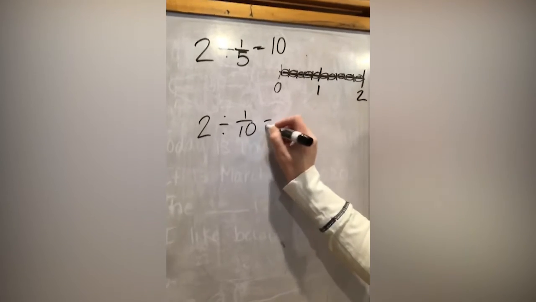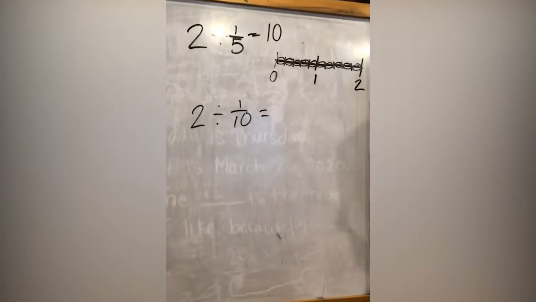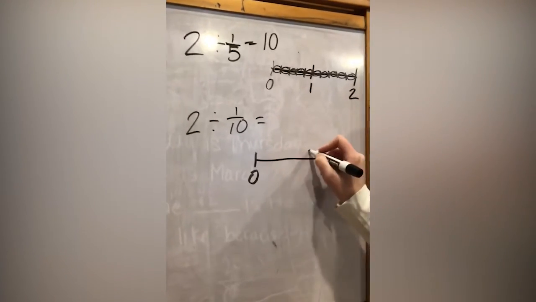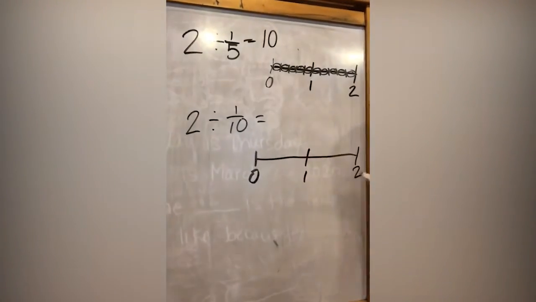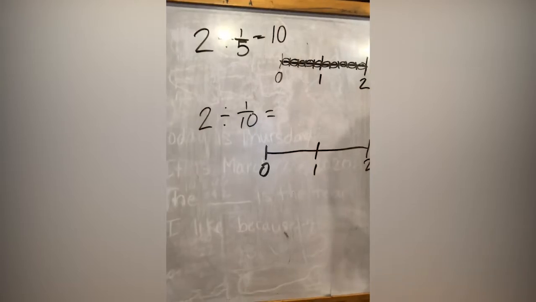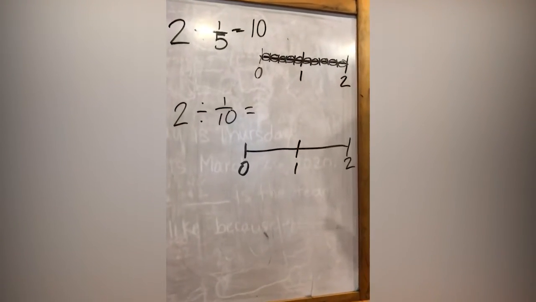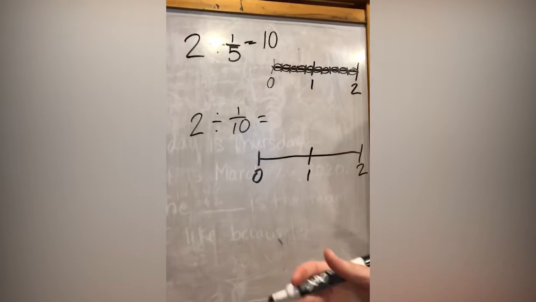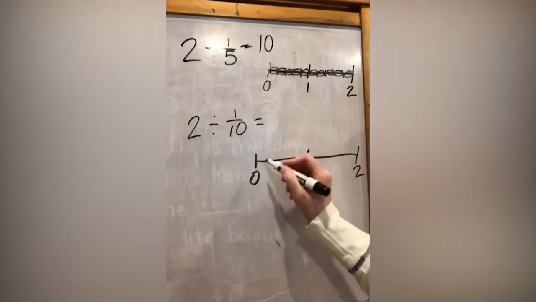Similar thing, again, I'm thinking about two wholes. So again, I like using my number line when I'm thinking about my whole numbers and fractions. Only this time I'm dividing my two wholes into 1/10. So I'm taking 2 and dividing by 1/10.